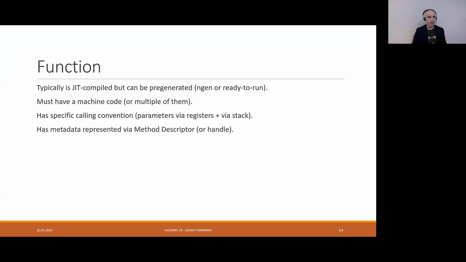So when it comes to functions, they are JIT compiled typically. However, they can be pre-generated, meaning compiled in an ahead-of-time manner, which you typically do using NGEN or the ReadyToRun mechanism in .NET Core.